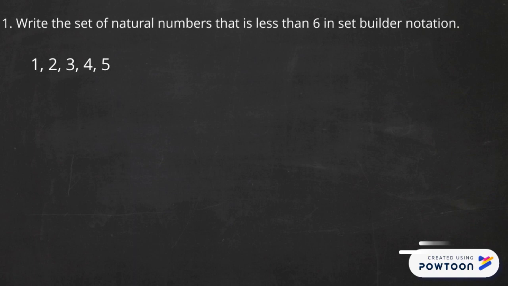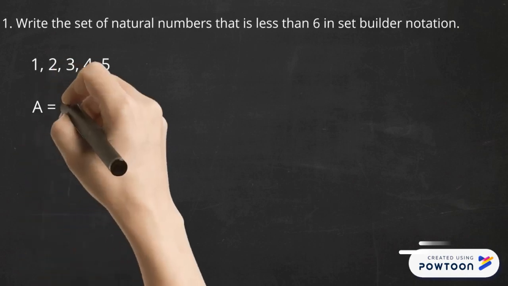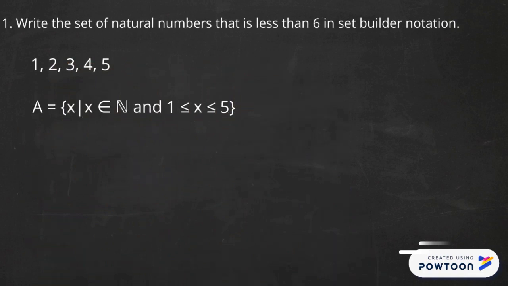So let's describe it using set builder notation. So A is the set of all x such that x is a natural number, and x is greater than or equal to 1 but is less than or equal to 5. That's how we can describe this using set builder notation. So let's go ahead and work on some more examples.